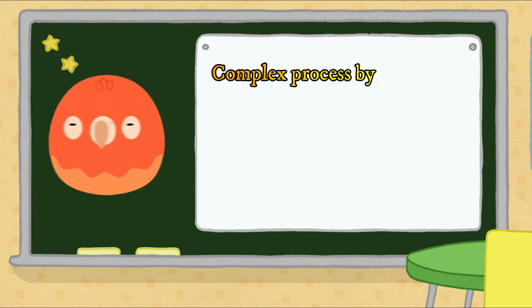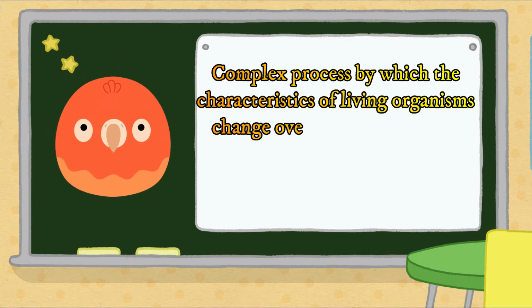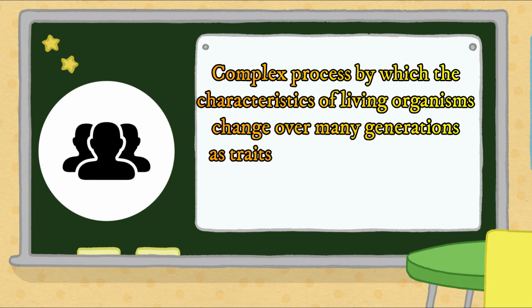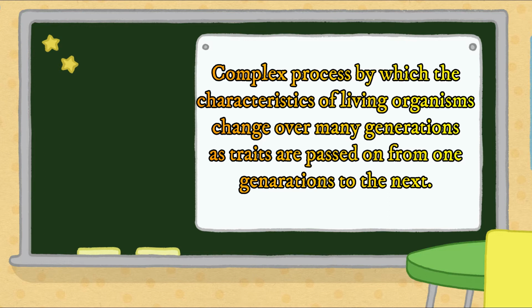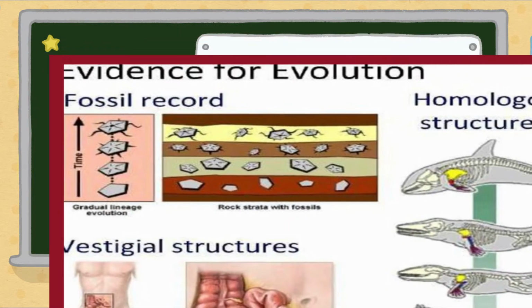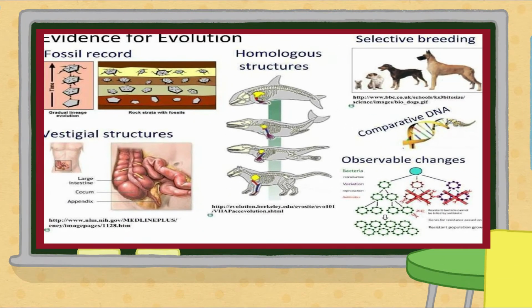For this lesson, we will be studying the complex process by which the characteristics of living organisms change over many generations as traits are passed on from one generation to the next. There are different evidences for evolution, like fossil records, comparative anatomy, and genetic information.